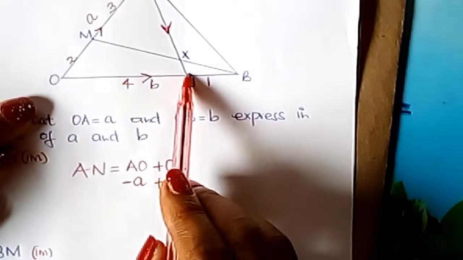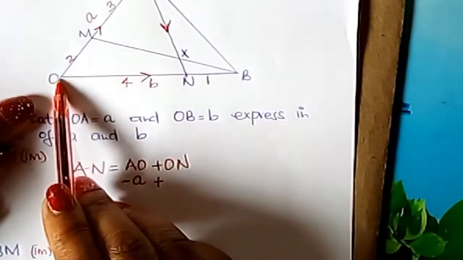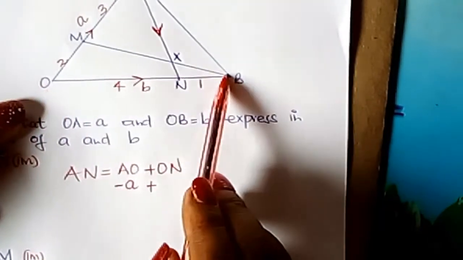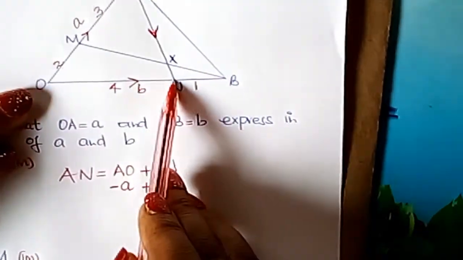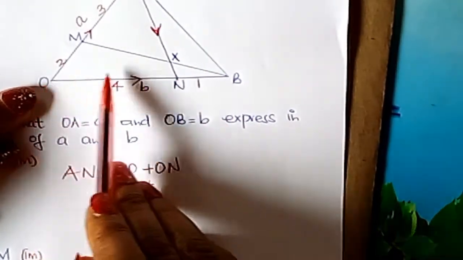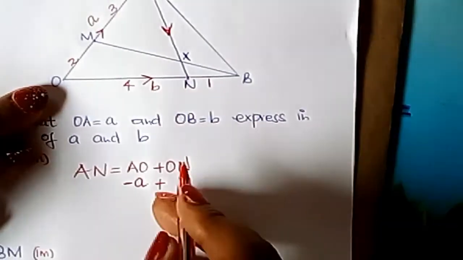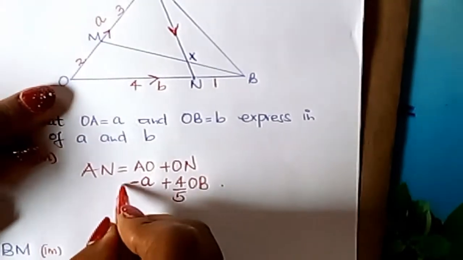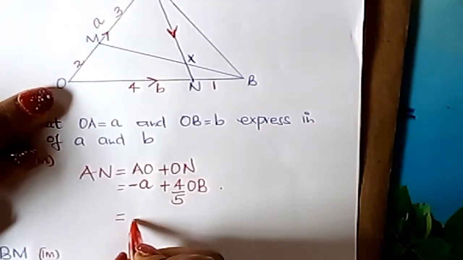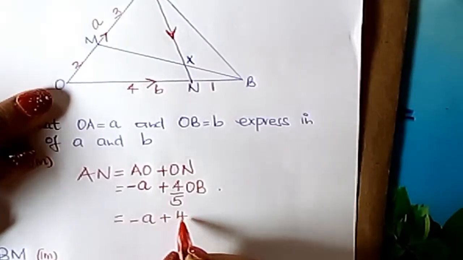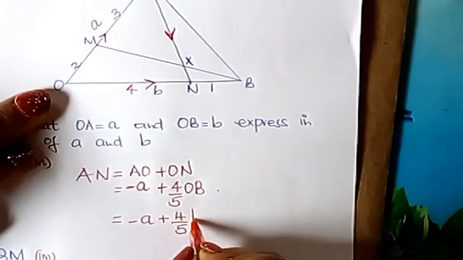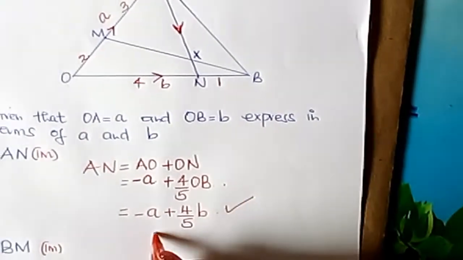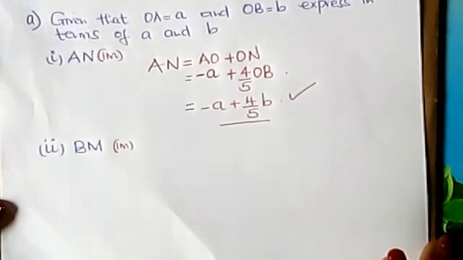Plus ON. Vector ON is a fraction, learner, of OB. Look at that. What fraction is it? 4 plus 1 is 5, so 4 out of 5 of OB. And so, learner, your AN is minus a plus 4 over 5 OB. OB is small b, as you can see there. And that is your answer. We go to part 2.